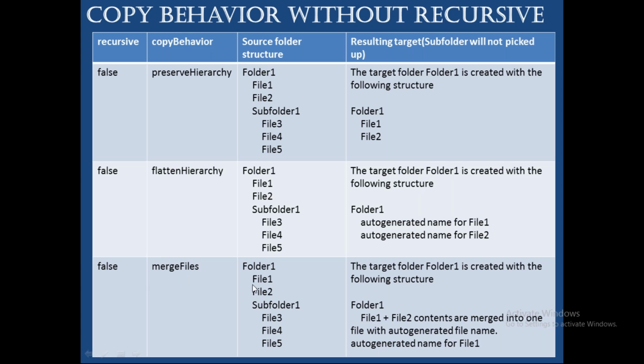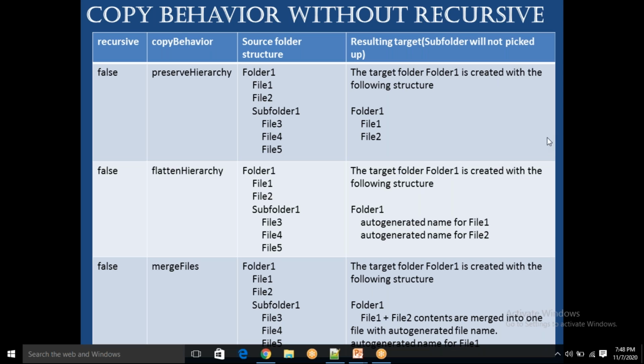Okay, merge means merging the content of two files. Two files means all the files. But how many files do we have? Only two files in your root directory. If you have any other files in your root directory, all those files it will merge. But whatever files we have in the subfolder, it will not consider because recursive is false. Okay, clear? Any doubts in this particular slide?